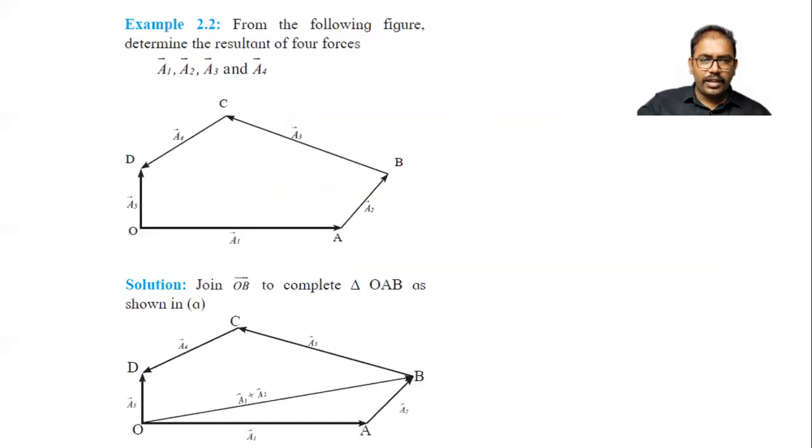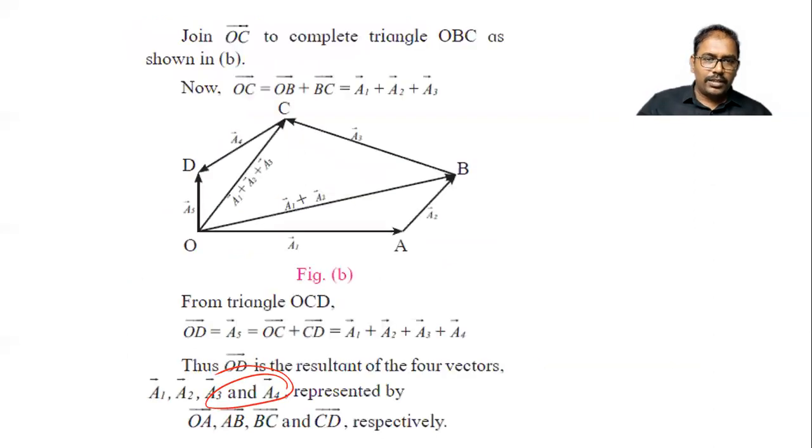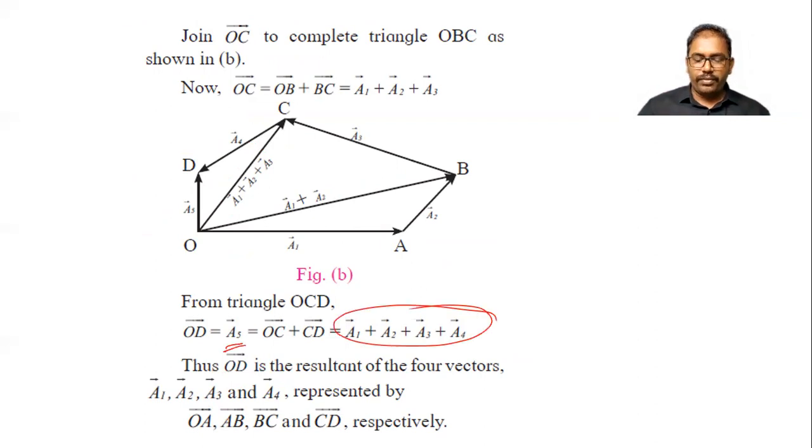You can see it is already given here. This is A1 plus A2 bar. Then after that this is A1, A2 and A3 bar, and then the resultant is A5, which is equal to the addition of all. So I hope everyone understood this polygon method. It is a sub method of the triangle method.